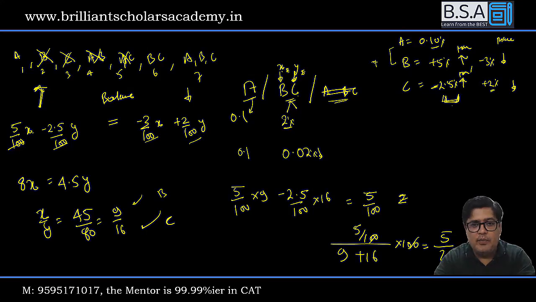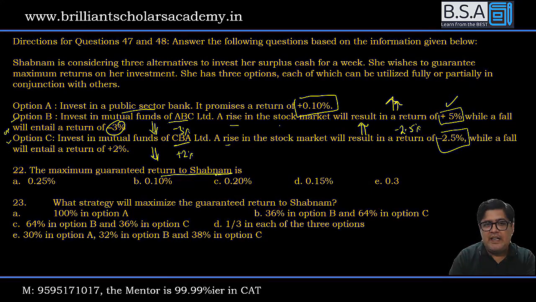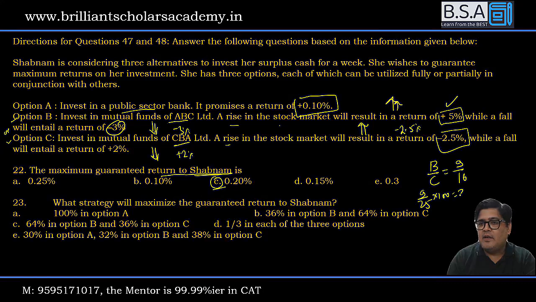तो you are earning more. Let us go back. So what is the guaranteed return Shabnam can get? Guaranteed return she can get is 0.2%. और ये guaranteed return के लिए how did we invest the money? B upon C का पैसा was 9 upon 16. So B में we are investing 9 rupees out of 25, that is 36% in B, and C में we are investing 16 out of 25. So we are investing 64% here.